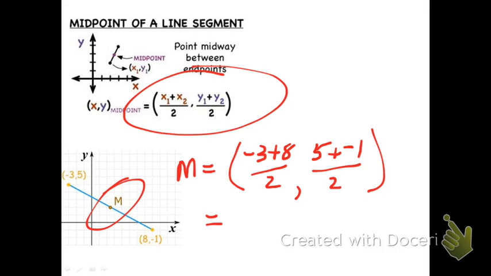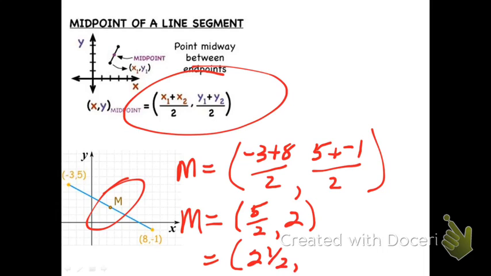So my midpoint then, -3 plus 8 is 5, and so we have 5 over 2. 5 plus -1 is 4, so we have 4 over 2, which simplifies to 2. And I'm going to rewrite this 5 halves as 2 and 1/2, and leave the y-coordinate as 2. So my midpoint would have coordinates 2 1/2 and 2.